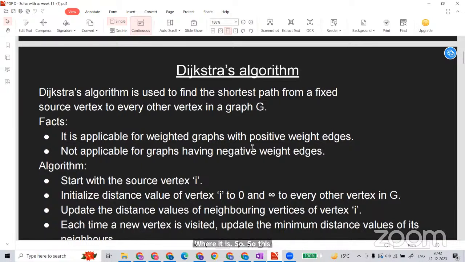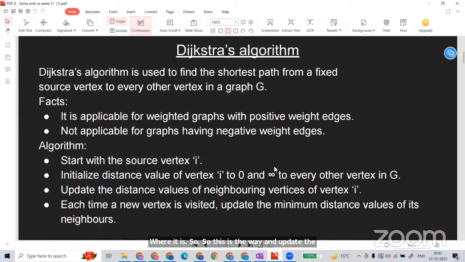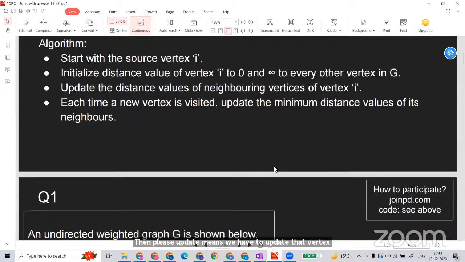This is the way, and then update the distance values of the neighboring vertices. As the fire moves to another vertex, update it with the weight, and each time a new vertex is visited, update it with the minimum distance value. Suppose one vertex's burning time is 4, and through some other path the burning time is 2, then we have to update that vertex with the minimum distance. So that is the Dijkstra algorithm, which we have also seen in the study.